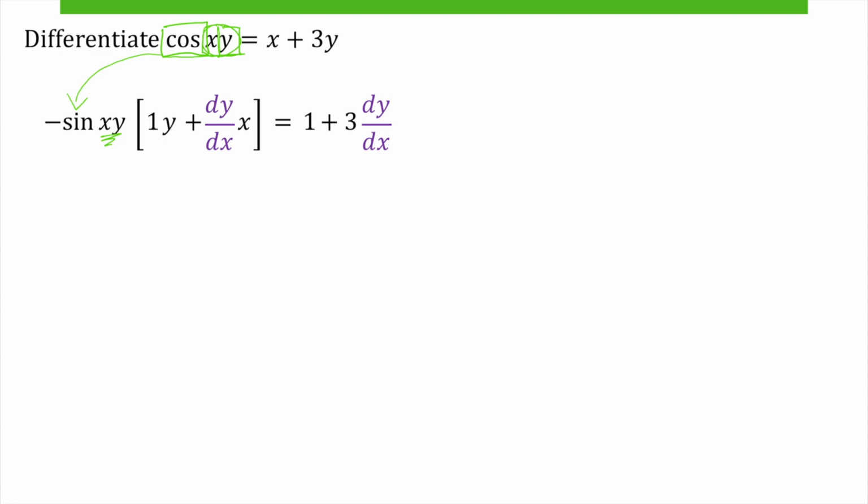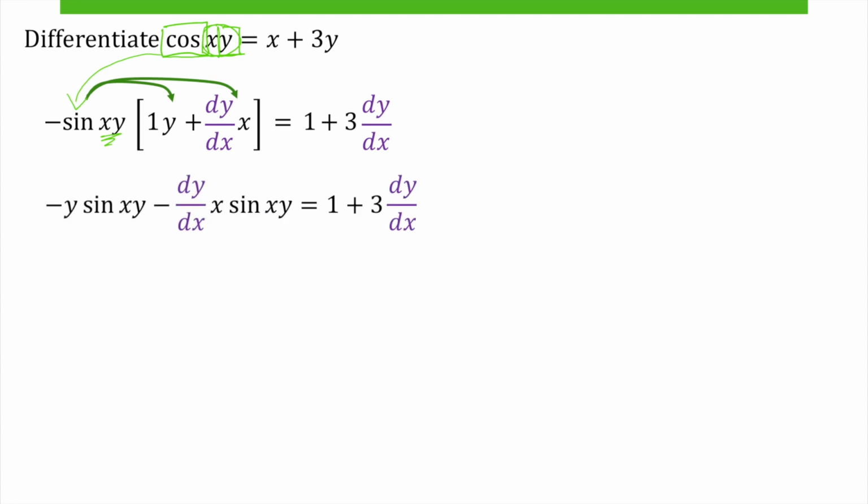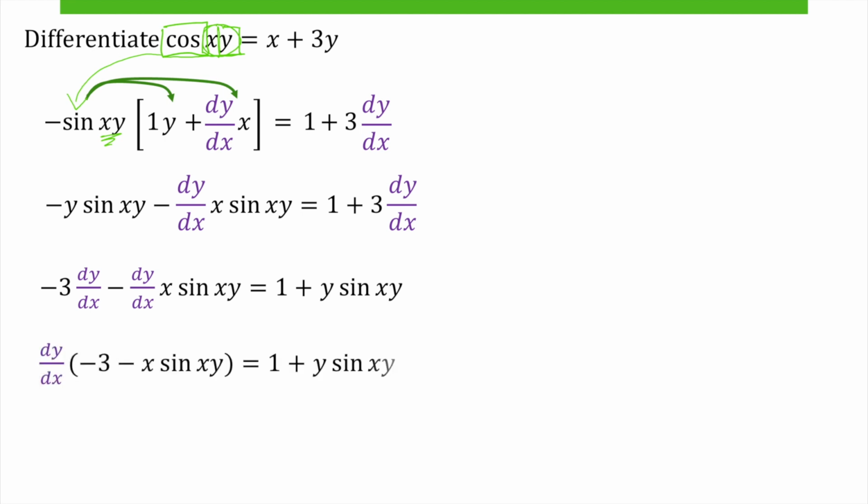Now we get into the heavy algebra stuff, and our first step is going to be to distribute this negative sine of xy through my brackets. Wow, it gets complicated fast, doesn't it? But again, our goal is to isolate dy/dx. So we'll get all the dy/dx stuff on one side, anything that's not dy/dx on the other side. Then factor the dy/dx and divide.